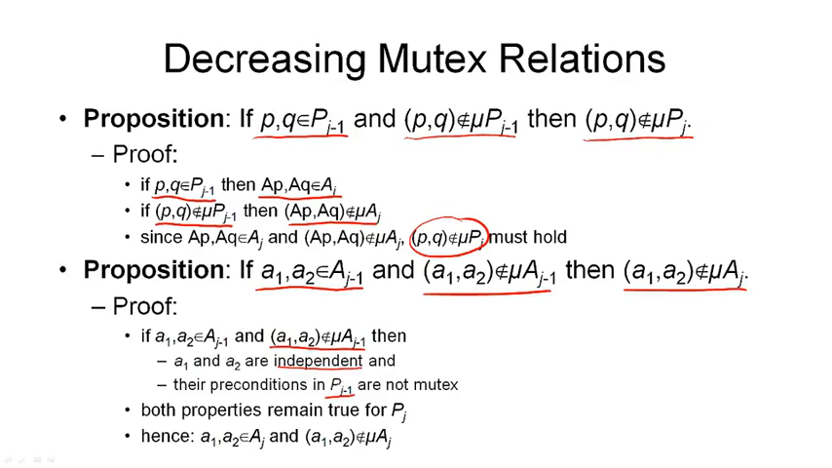Now, I've already told you in the previous proposition that because mutual exclusivity between the preconditions carries forward, the preconditions for the actions in the next layer must also not be mutex, and of course action independence is constant. So what this means is both of these properties remain true for the next proposition layer, and hence our two actions remain independent and therefore not mutex. So this is a very important property of the mutex relation, that it's decreasing with increasing layer. That's true for propositions and for actions. And we will get back to that later.